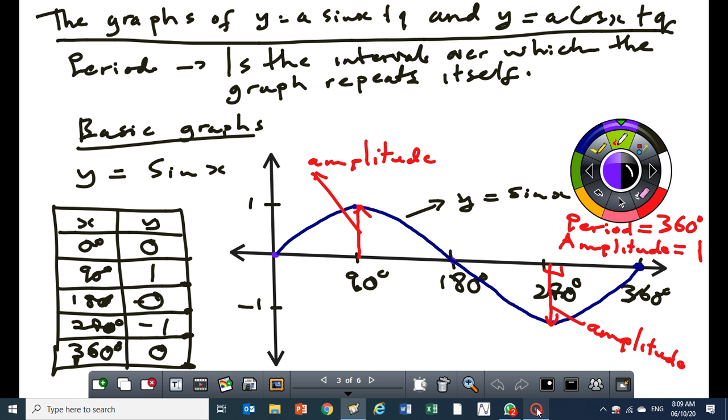Now, in maths, the period, its units are degrees. In maths, the units are degrees. So it's an interval over which the graph repeats itself. So let's move on to the basic graph. So you must know the definition of period.